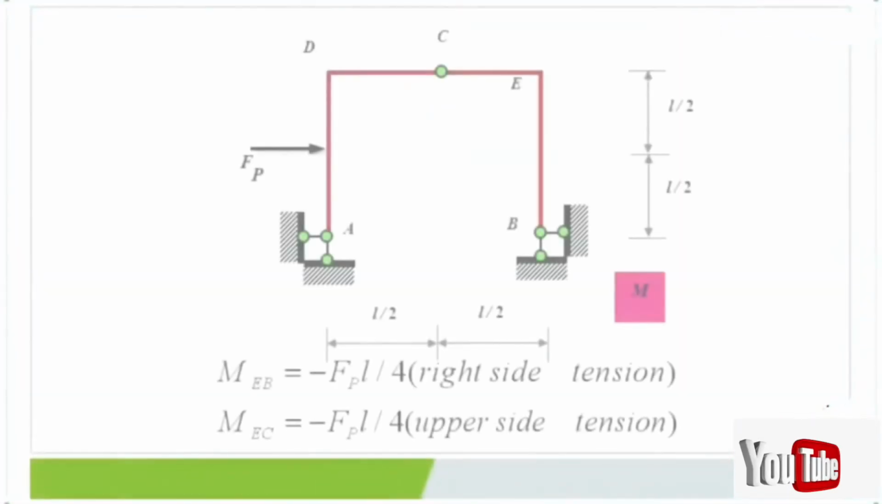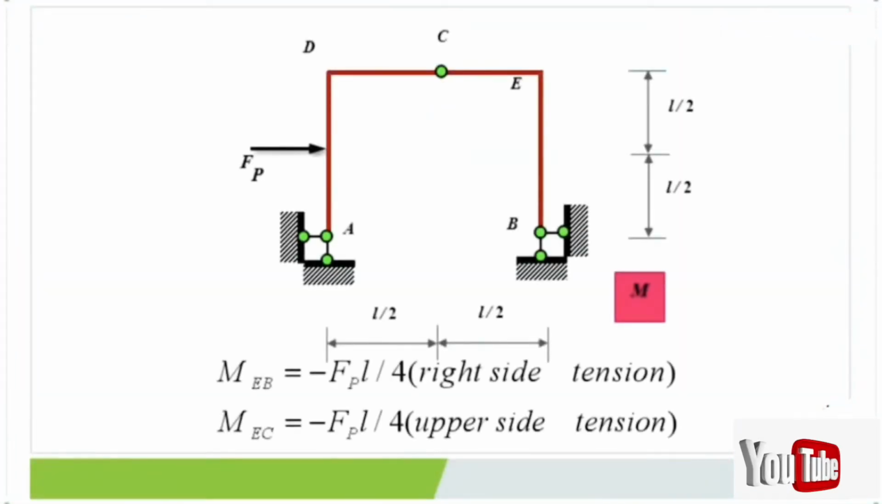Then, let's construct the bending moment diagram for this three-hinged frame. According to what we have calculated just now, we have already known Meb and Mec. For the Eb member, there's no external load acting on it, so the bending moment diagram must be a diagonal line. Mbe is equal to 0. Meb is equal to a quarter of Fpl, right side in tension.